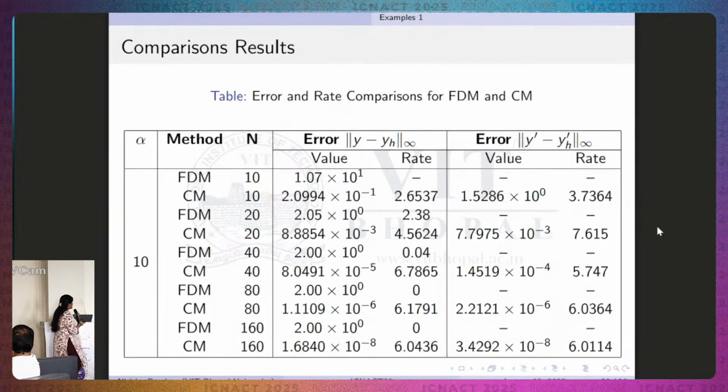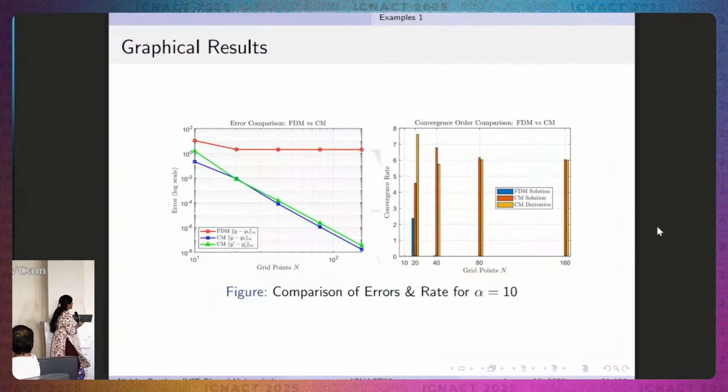Now this is the comparison result when I am comparing our method to the finite difference method. So we are getting a minimized error as compared to the finite difference method, and the rate of convergence is also observed to be the same, which validates our result. So this is the graphical representation of error, where the red line represents the finite difference method graph, which easily shows that the blue and green lines represent collocation graphs. So the error is very high in the finite difference method.